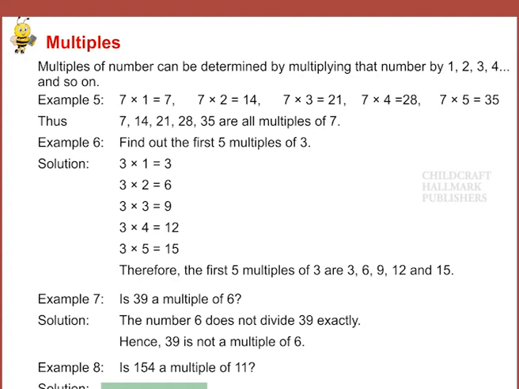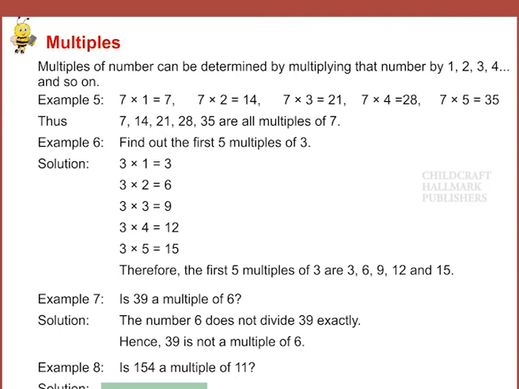Example 5. 7 into 1 is equal to 7. 7 into 2 is equal to 14. 7 into 3 is equal to 21. 7 into 4 is equal to 28. 7 into 5 is equal to 35. Thus, 7, 14, 21, 28, 35 are all multiples of 7.